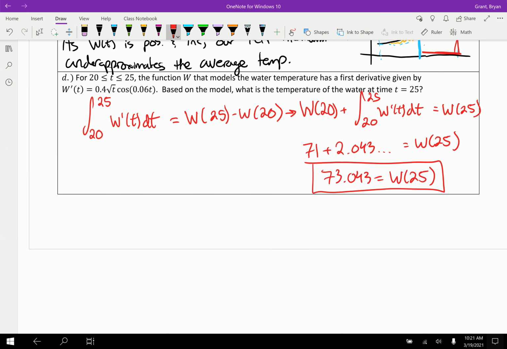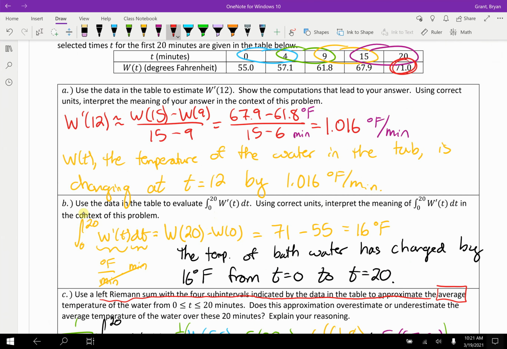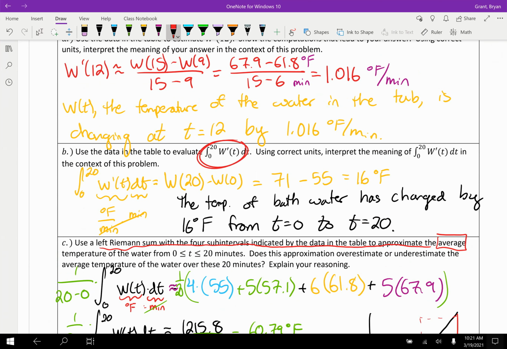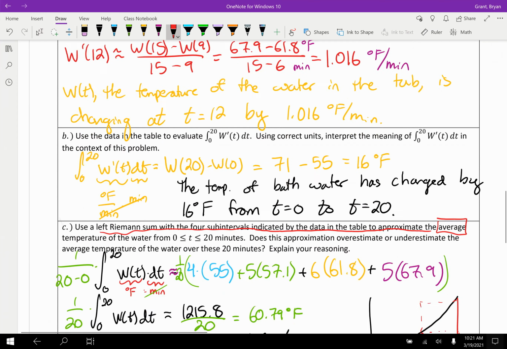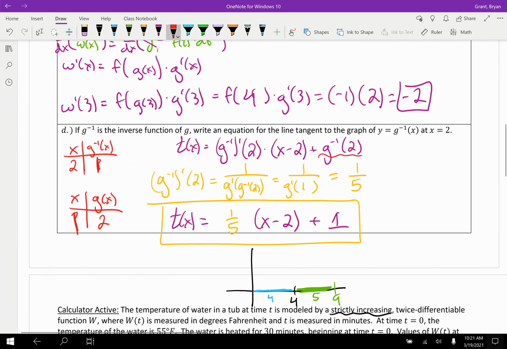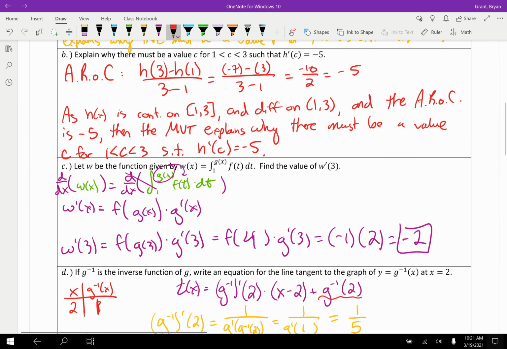So yeah, these tabular data problems tend to not be too terrible. They love asking you to do an estimate when you do. This is essentially an application of the mean value theorem. They sometimes try and trick you by making sure you remember the fundamental theorem. Left Riemann sums or rights or midpoints or trapezoidals come up a bunch, but nothing too crazy. They're pretty predictable on what they're going to ask.